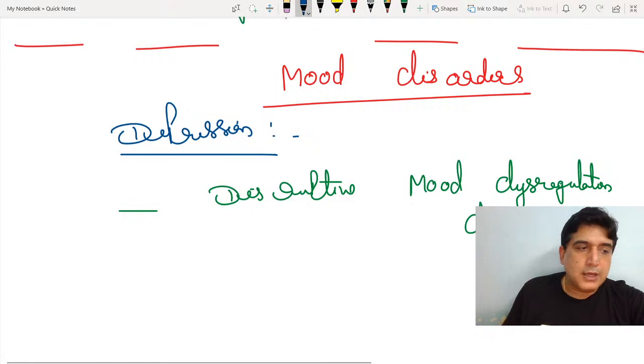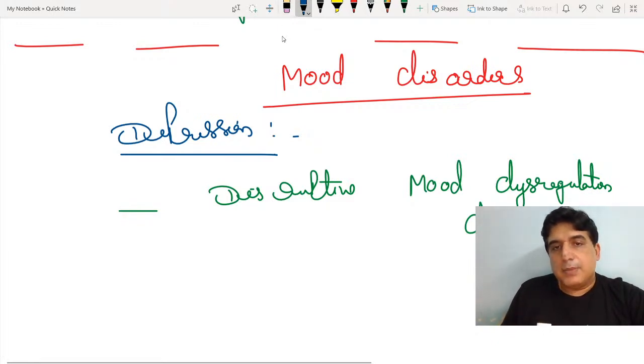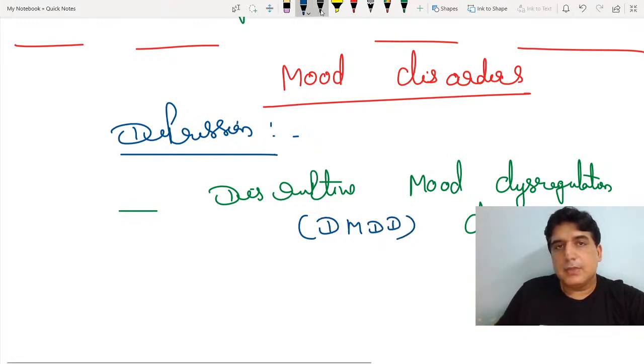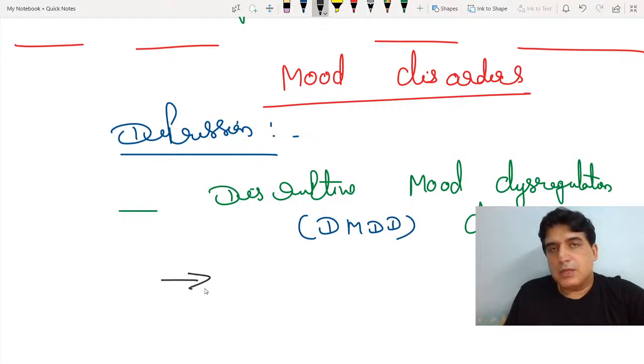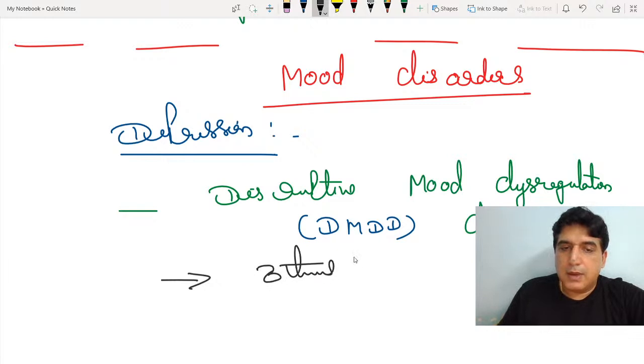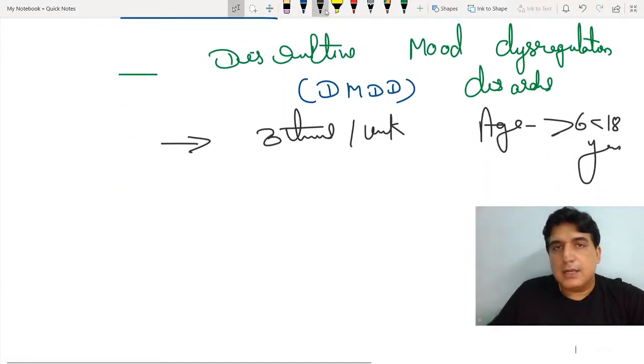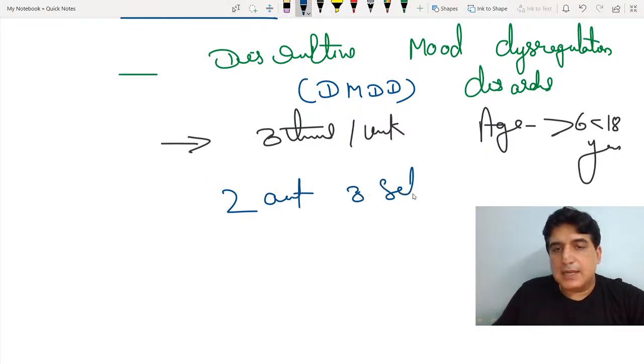So we have a new category of disruptive mood dysregulation disorder. In this, they have anger outbursts and irritability which is out of proportion to the given situation. It should occur 3 times per week. The age of the child should be more than 6 years and less than 18 years, and it should be in 2 out of 3 settings.